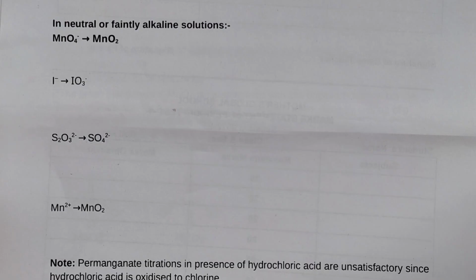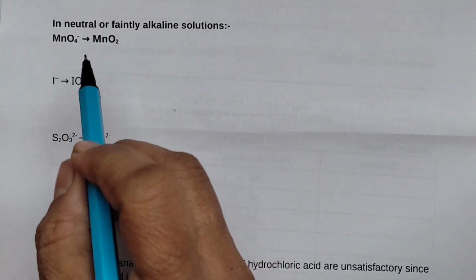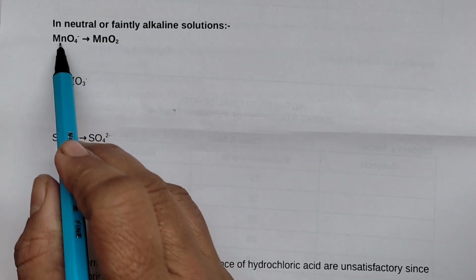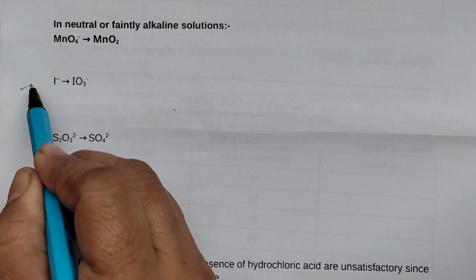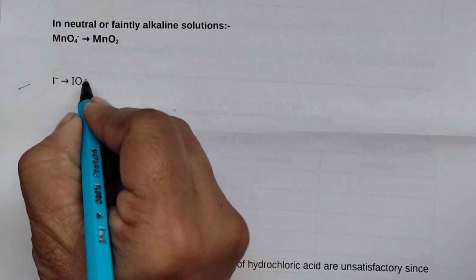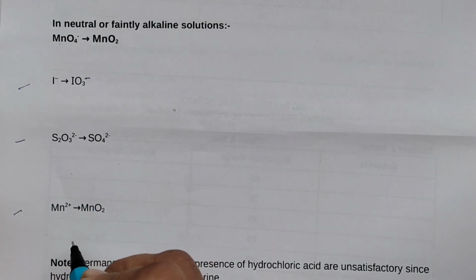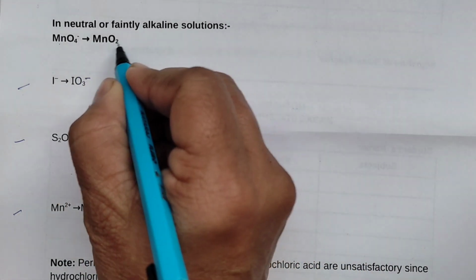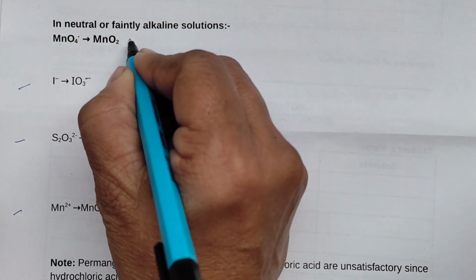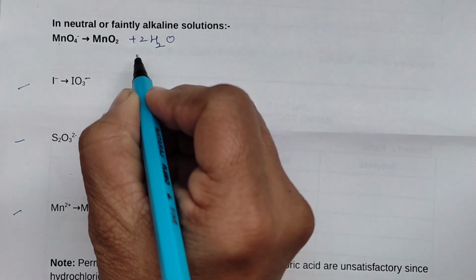So now we move on to the oxidizing behavior in the neutral or the alkaline medium. So this is your main equation. As per your main equation, permanganate itself gets reduced to MnO2 and it can oxidize iodide to iodate. This is IO3-. Then you have thiosulfate to sulfate and Mn2+ to MnO2. So let's start balancing in the alkaline medium.